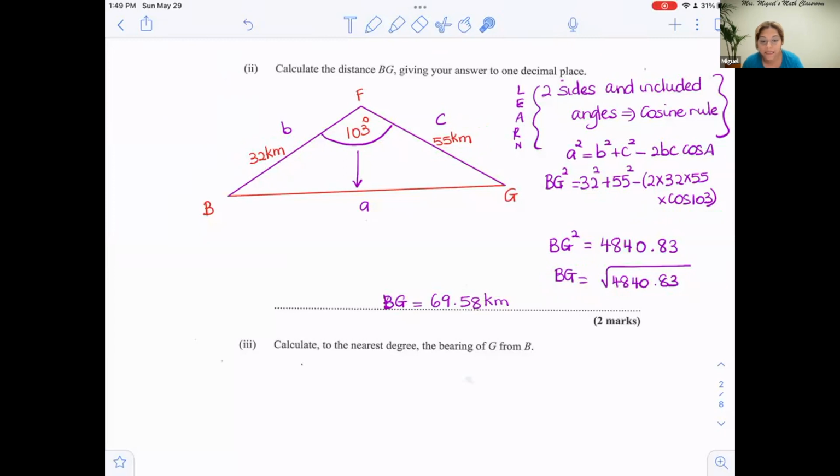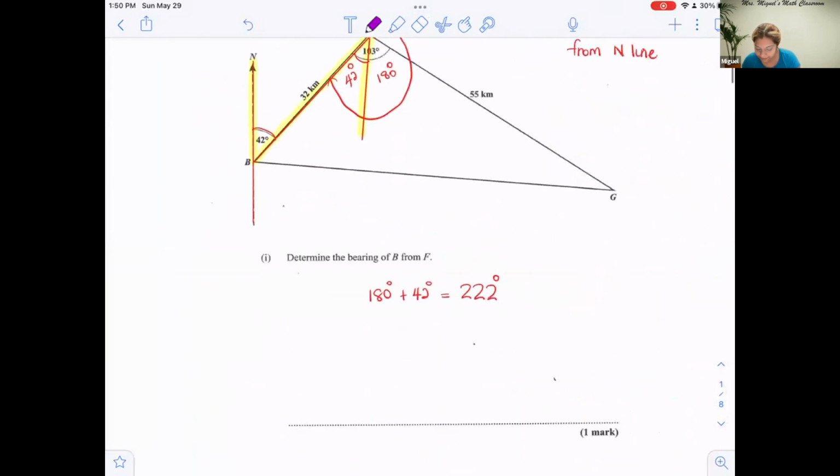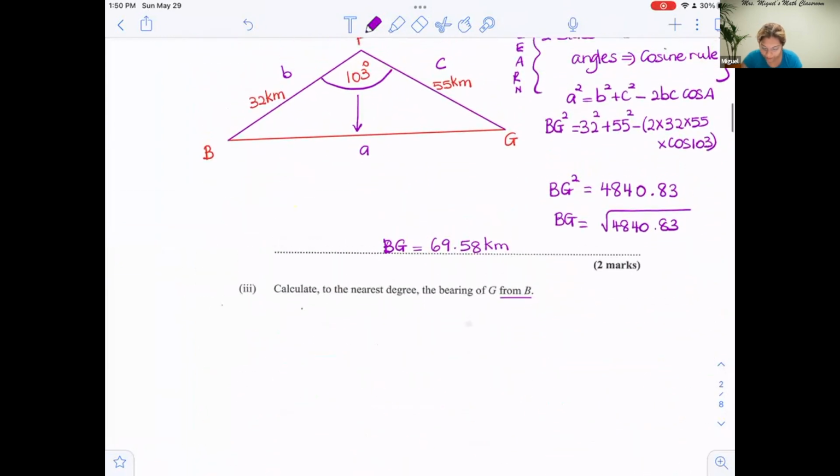Calculate to the nearest degree the bearing of G from B. Where we see the word from is where we draw our north line. From B means that I am going to set up my north line from B. So I am going back to my diagram and I am going to set up my angle from B. Now I can draw back my diagram here.